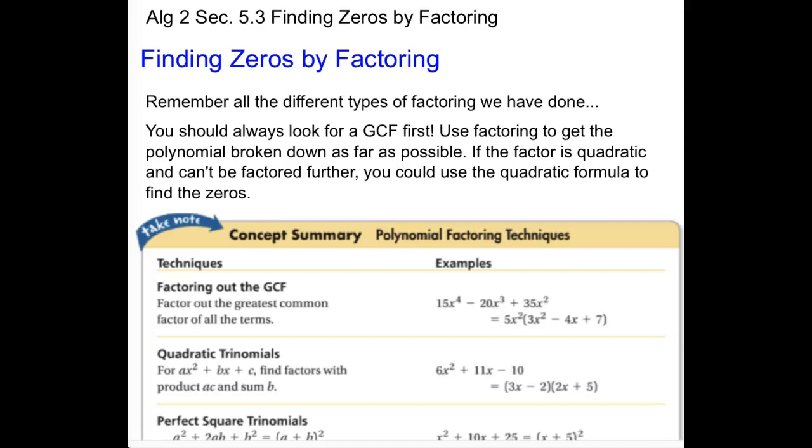In this video, we are going to review how we find zeros using factoring techniques. We've had a lot of different types of factoring techniques. I've put a chart here that kind of outlines all the different types of factoring we've looked at.